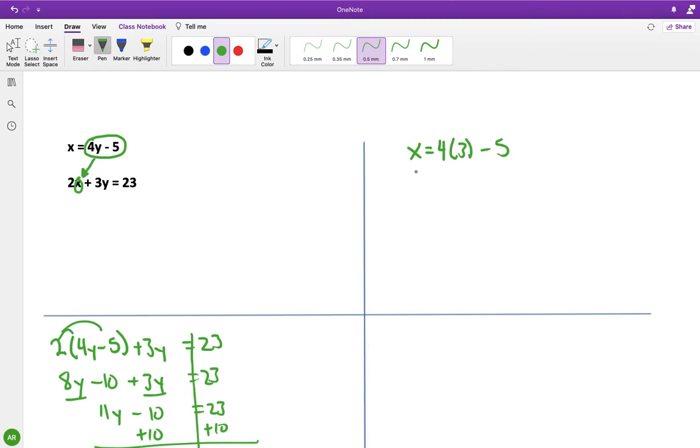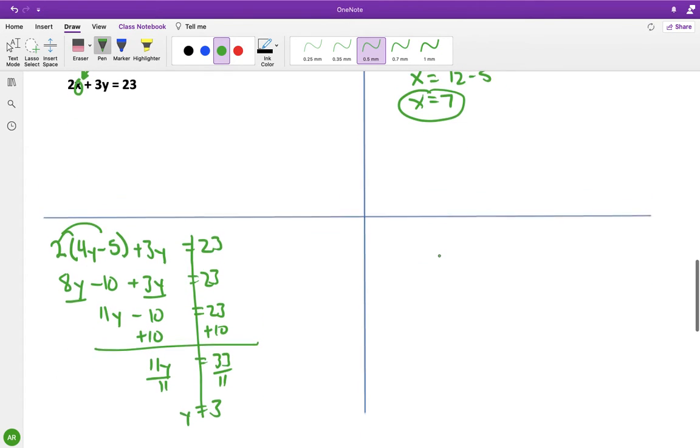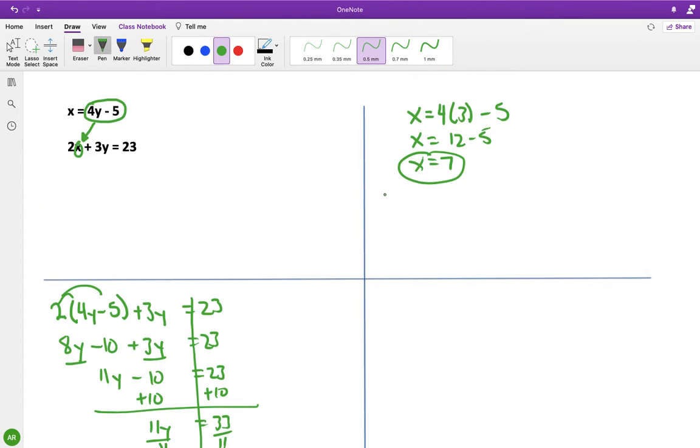minus 5. Now I just go ahead and simplify the right side. 4 times 3 is 12. 12 minus 5 is 7. X equals 7. Therefore, we think, keyword there, think, our solution is 7, 3. So 7, 3. Now we're going to check that to verify it works.